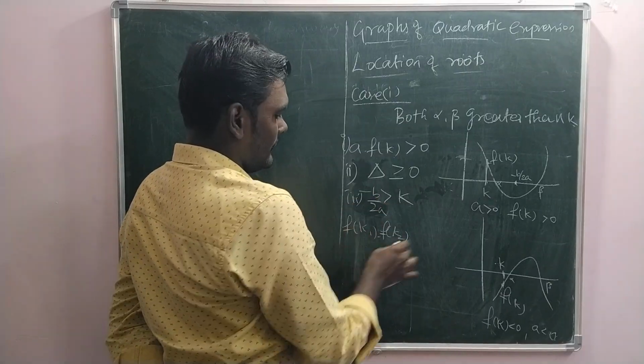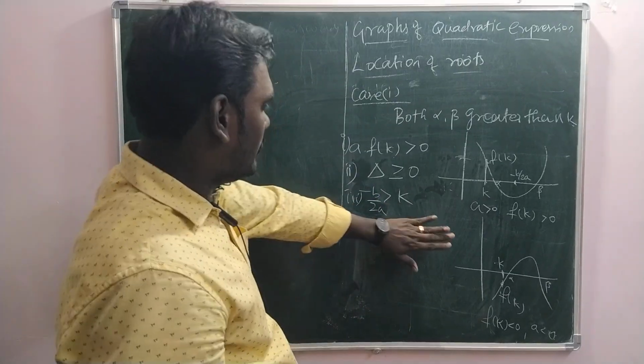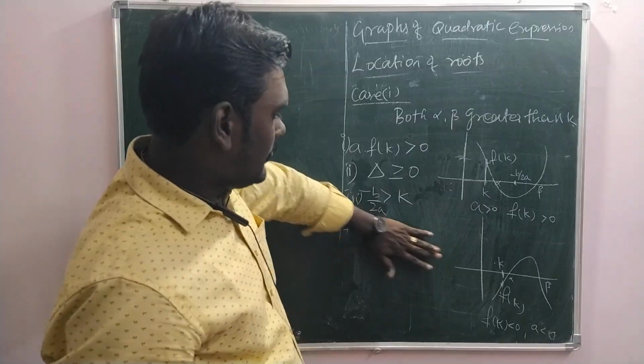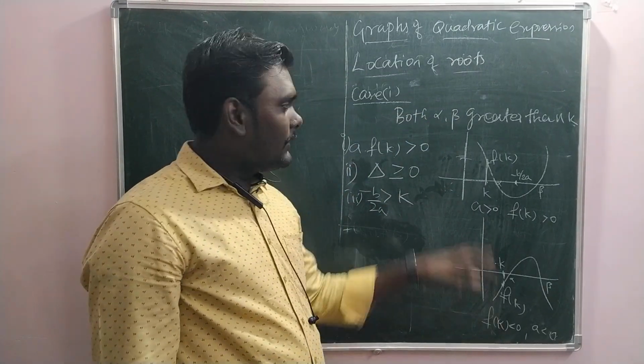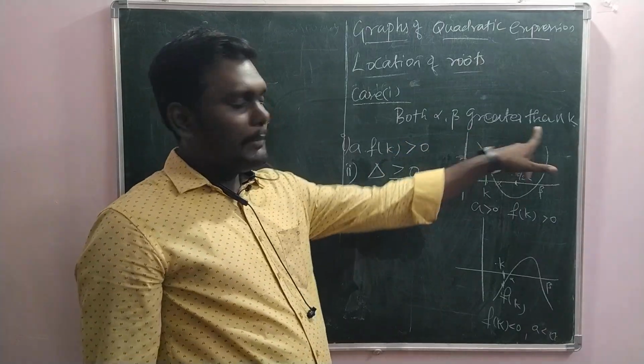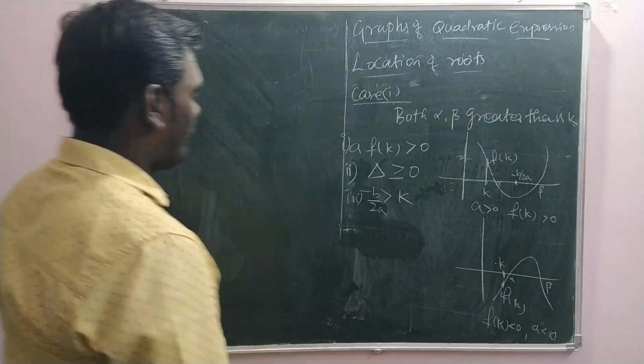That is the third condition. There is no k1, k2. We don't need to discuss this. Only these three things we can take as the observation. This is when both alpha and beta are greater than k.